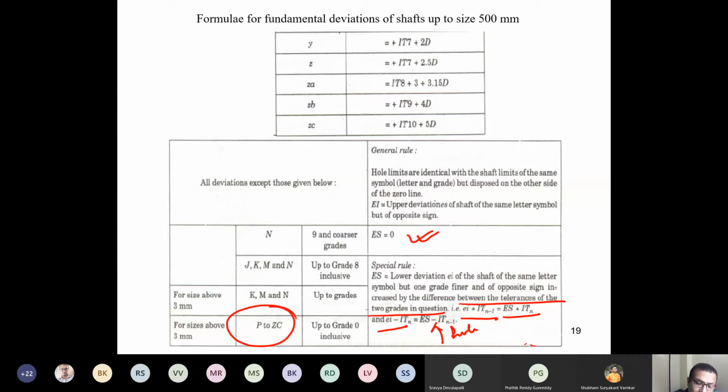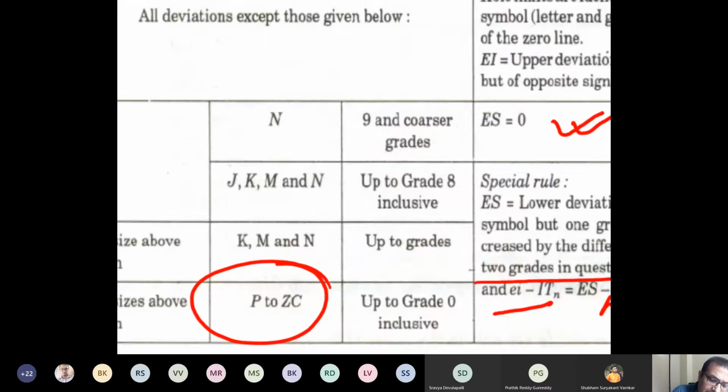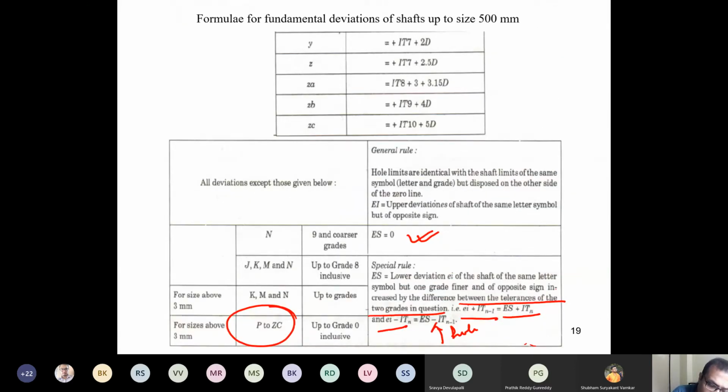So that is what you have to see here. For P, there's a special rule. For all deviations, for capital P, see the rule here. The rule says holes are identical with the shaft limits symbol on the other side of the zero line. That's it. So this is very symmetric, but these are the exceptions. These three are the exceptions. As you do more problems, you will get more familiar with it. Okay. We'll do some of these cases so you will have a better understanding of what I'm talking about.